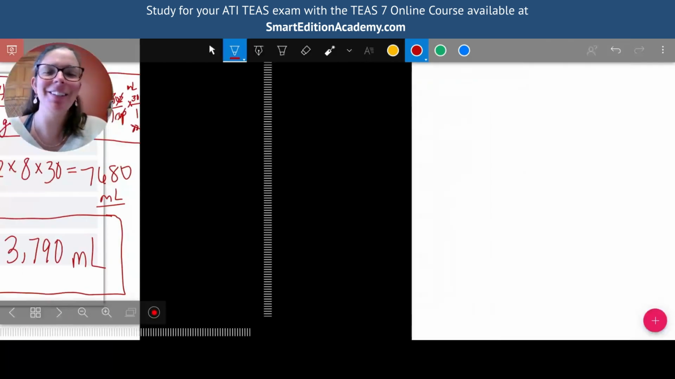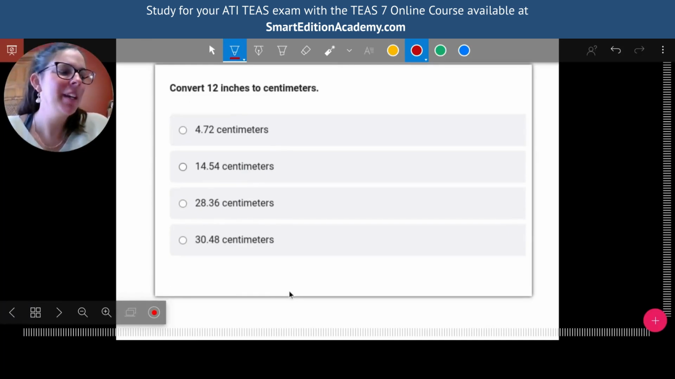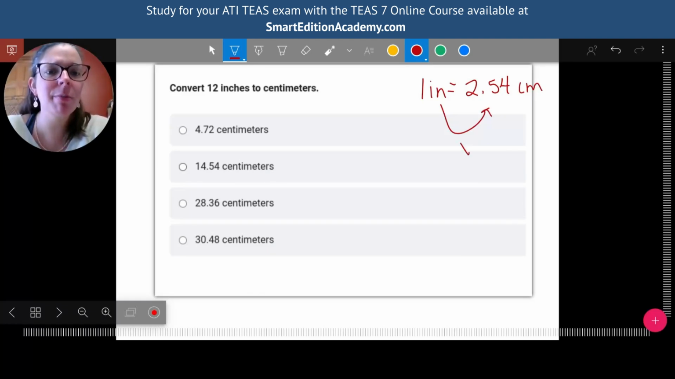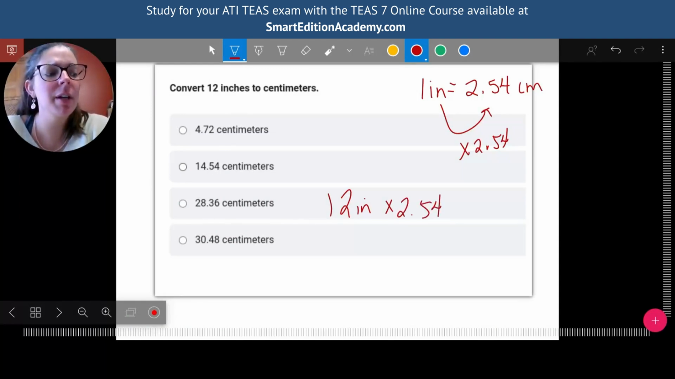Let's try another one, a little more straightforward. Let's go from inches to centimeters. Our unit here is that 1 inch is equal to 2.54 centimeters. So to go from inches to centimeters, I'm just multiplying by 2.54. If I take my 12 inches and plug that in my calculator, I get 30.48 centimeters. Cool.